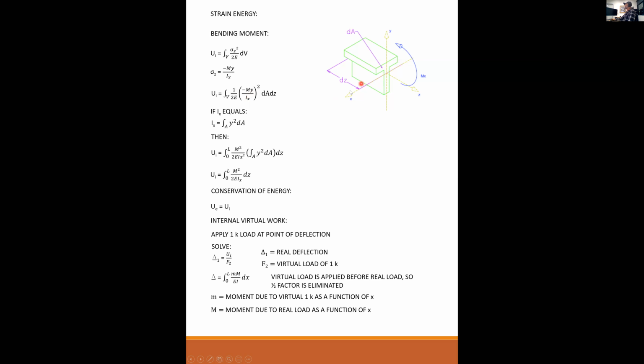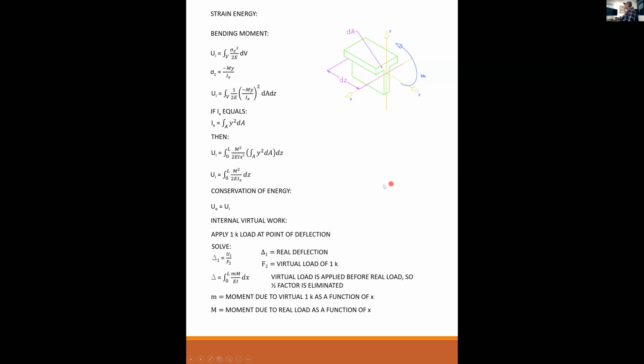So if this is the x-axis, and this is the y-axis, as we learned in our combined loading section, then the only axis left is z. So that's why I called the longitudinal axis z.